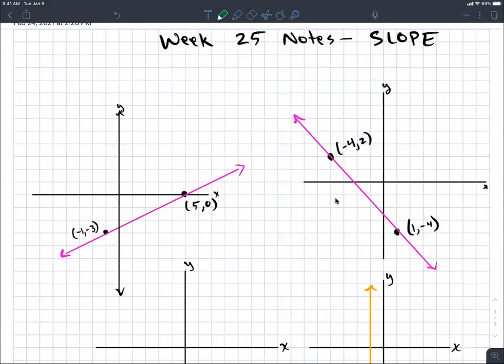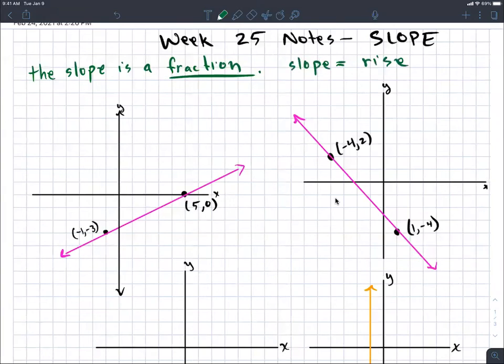The slope is a fraction, okay? And what is the fraction? The fraction is slope equals rise over run.